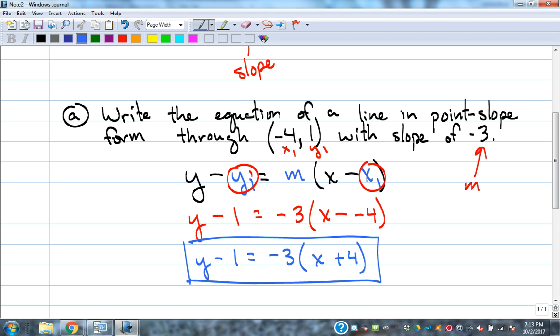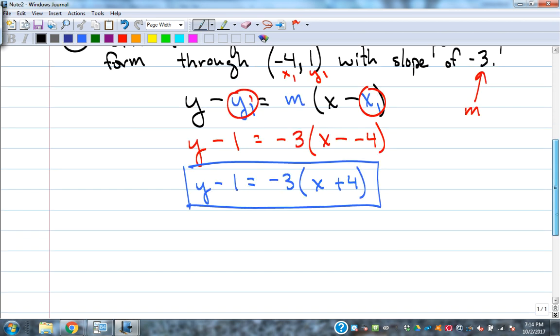So to do point slope form, here's the things you got to have. You got to have a slope. Got to have a point. Okay? Got to have a slope. Got to have a point. All right. Let's go to the next problem.